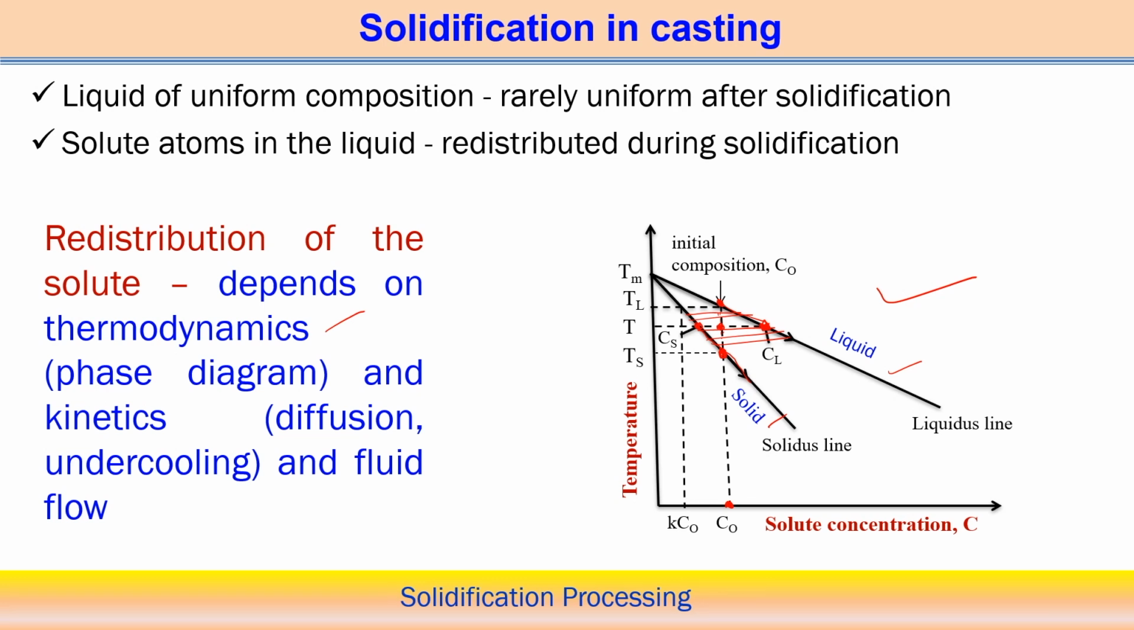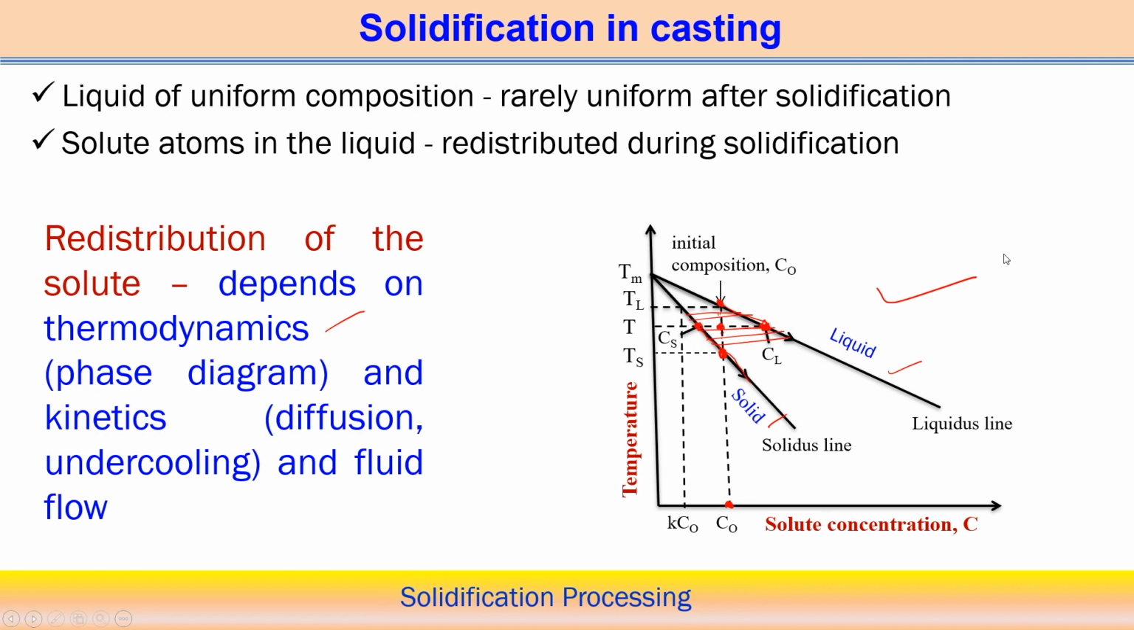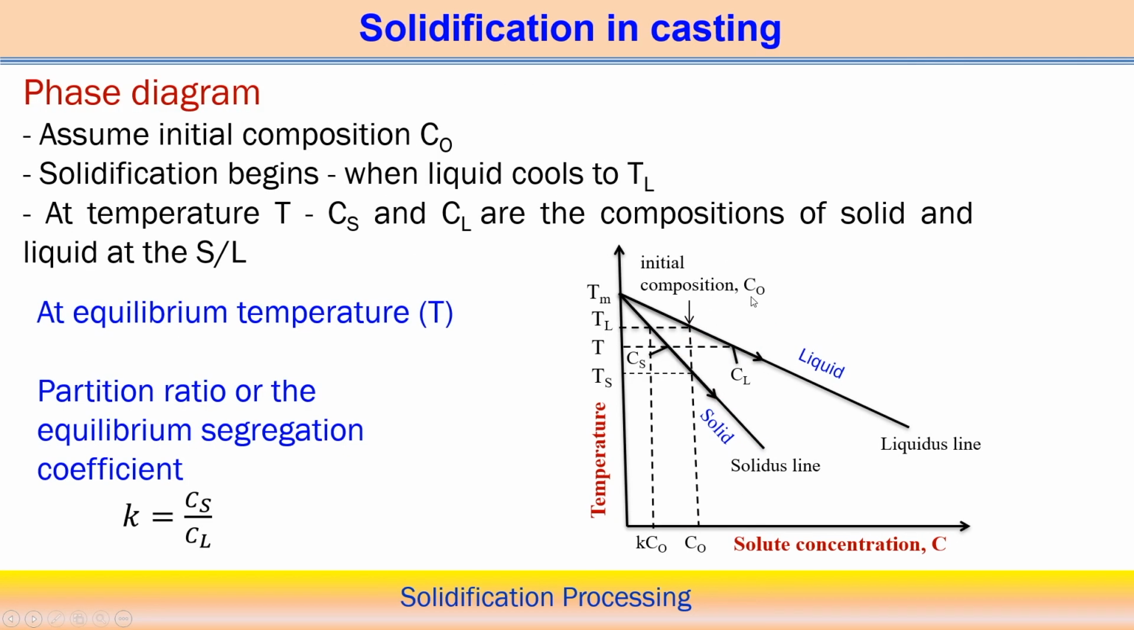And of course fluid flow matters, because there is a concentration gradient, so there may be flow of the liquid metal from one position to another, and mostly it happens on the micro scale. So all of this matters for the redistribution of the solute concentration during solidification. That is why we say the liquid may not have a uniform composition during the solidification of a binary alloy system.